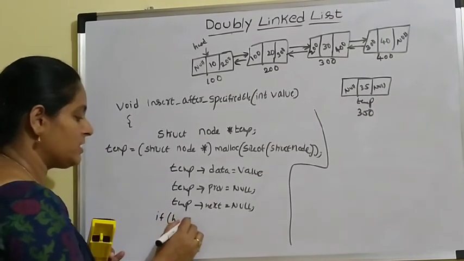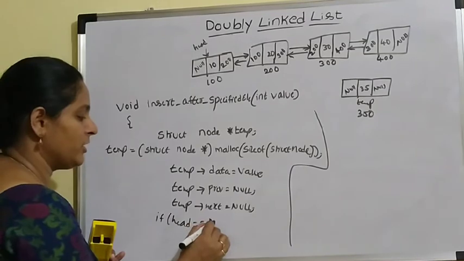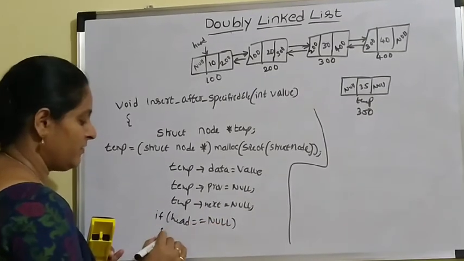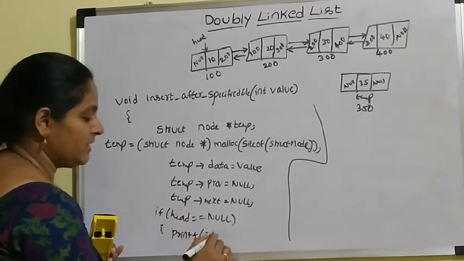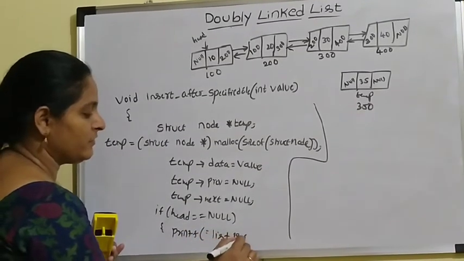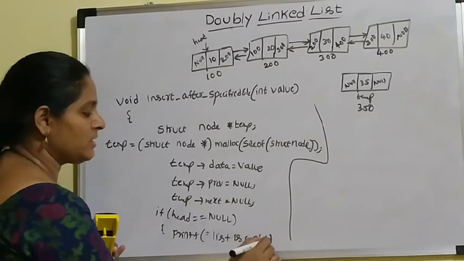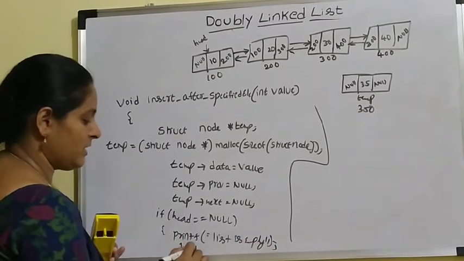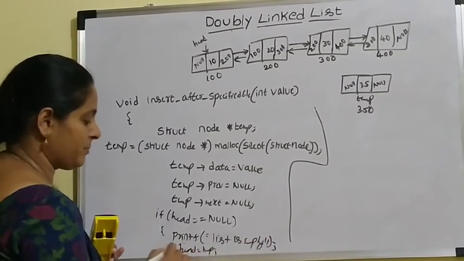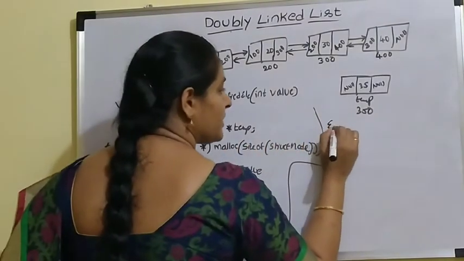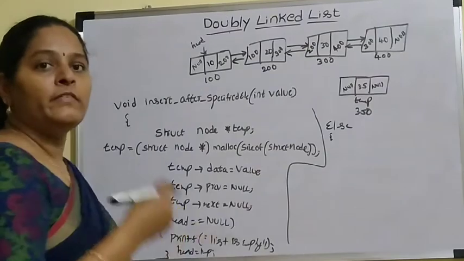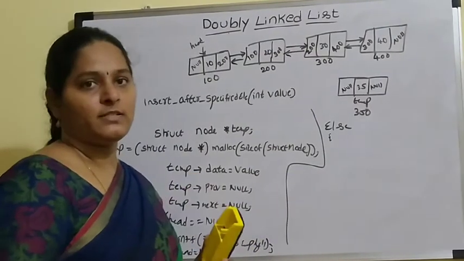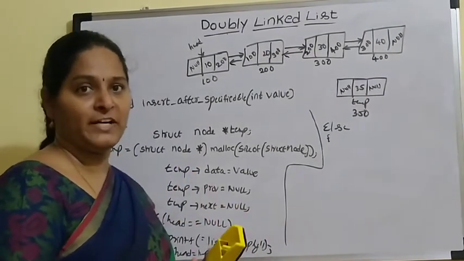Anyway, I'll write it. If the list is empty, the head pointer points to null, and our inserting element will be the first element as well as the last element: head equal to temp. Suppose the list is not empty. In this case, we need to find out where you want to insert. That location also we need to find out, right?